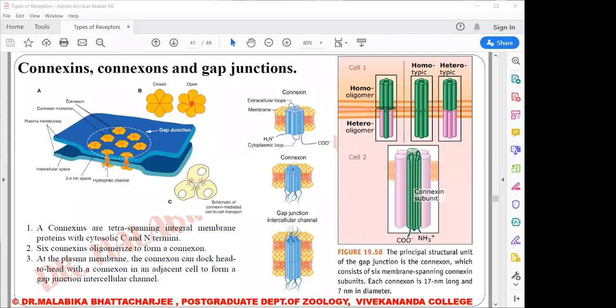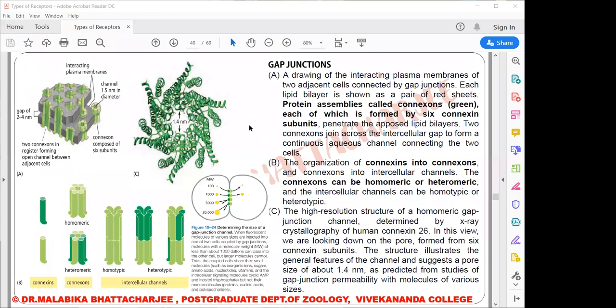And as you can see, the name here, it is written, these are hydrophilic channels. So look at the structure of a connexon. So this is a connexon. The connexon appears as an annulus of 6 connexin subunits surrounding the channel. As I said, the permeability of the channel of gap junction is regulated by calcium ions. So this is very vital.